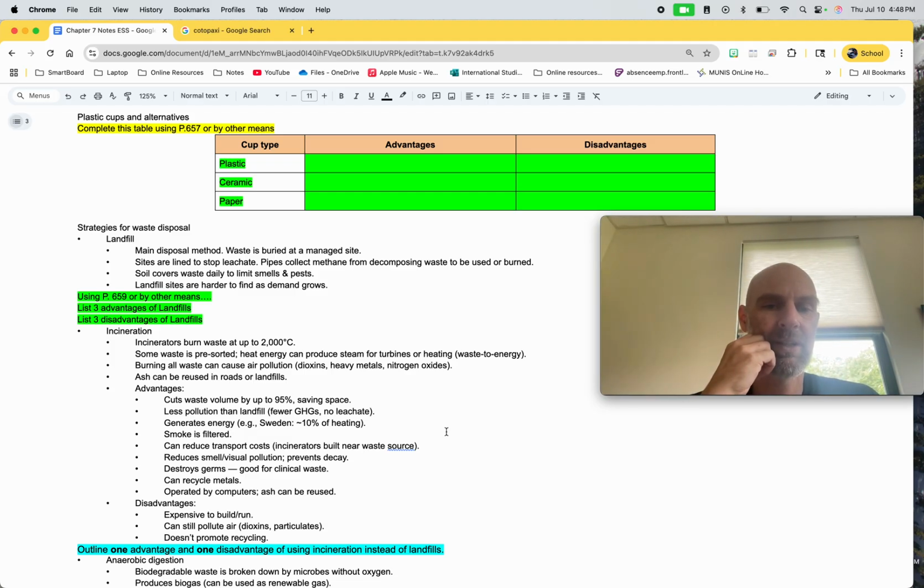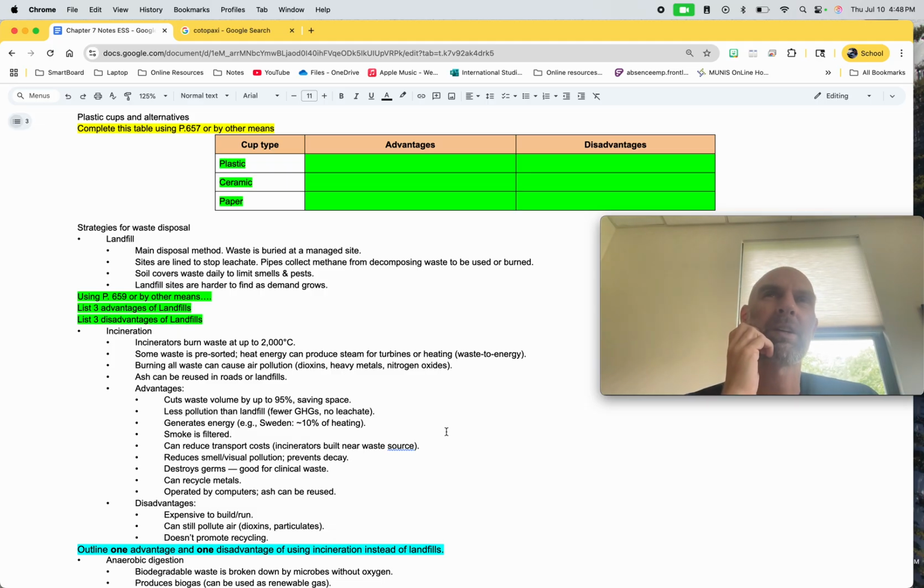Generates electricity. 10% of heating in Sweden is generated this way. Smoke is filtered, can reduce transportation costs. Incinerators built near waste source. This reduces the smell, visual pollution, prevents decay, destroys germs, good for clinical waste. But remember, it destroys germs, but you still got a lot of particulate in the air. Can recycle metals as well.